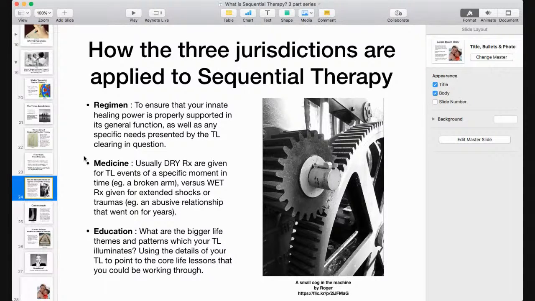Most people can handle that just fine, but I wanted to throw that in as that more exceptional state where somebody needs to focus on the regimen as a really important precursor before we even get into the sequential therapy. Then the middle jurisdiction of medicine, that's really where we get into the sequential modality, properly speaking.